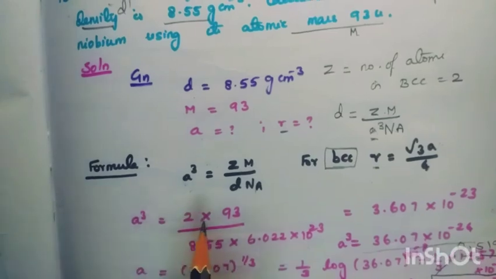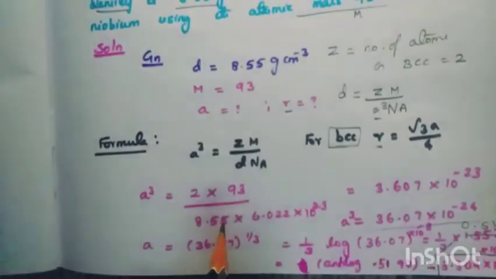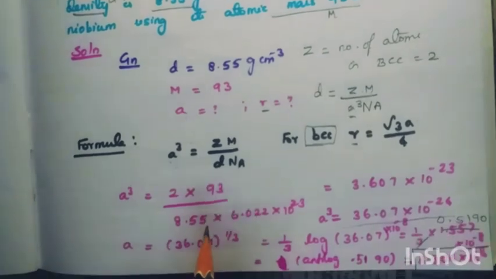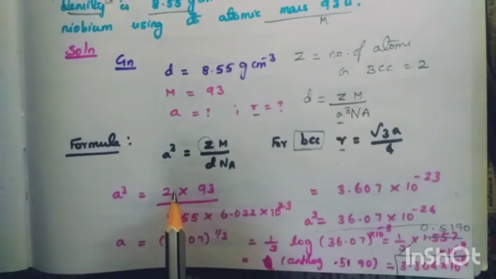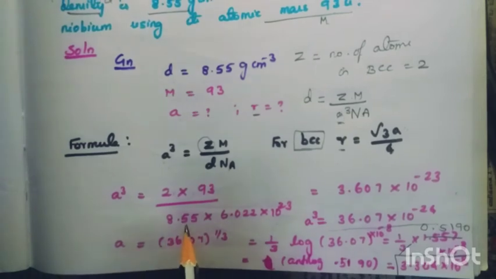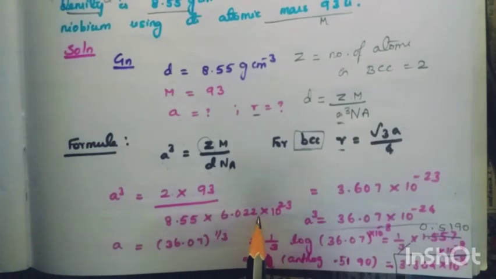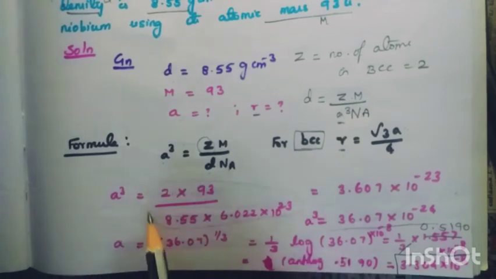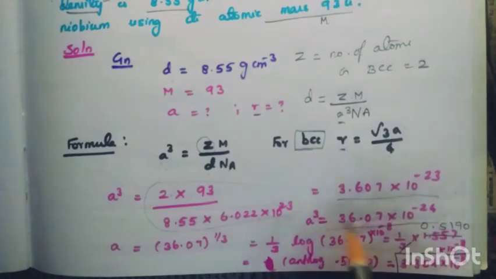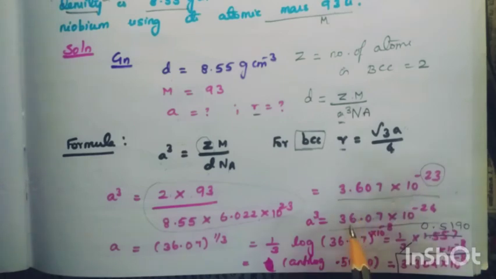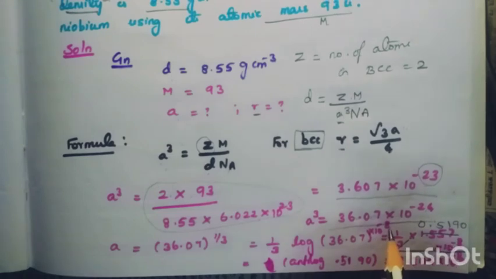Now, substitute here. A cube equal to 2 into, what is this 2? It is the number of atoms per unit cell, 2 for BCC. So, 2 into 93, 8.55 is the density, Avogadro number. If you substitute all these values, we get 3.607 into 10 power minus 23. This is A cube. So, we have to take the cube root. 23 we can't take the cube root, so convert this into 24. 8 3s are 24. So, we can convert this into 10 power minus 8.